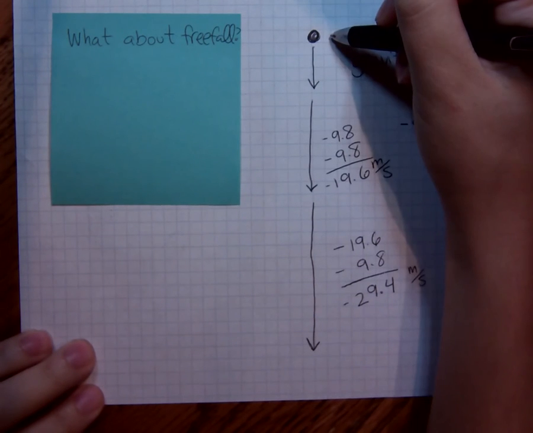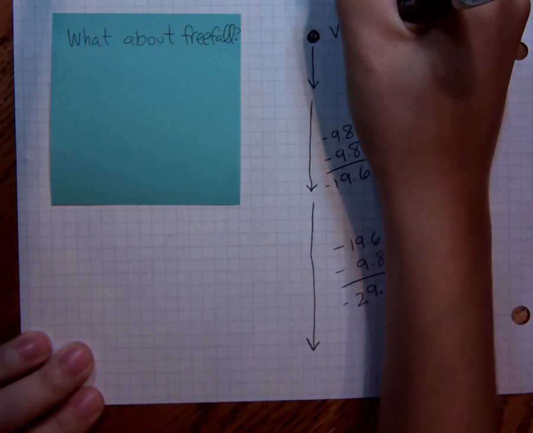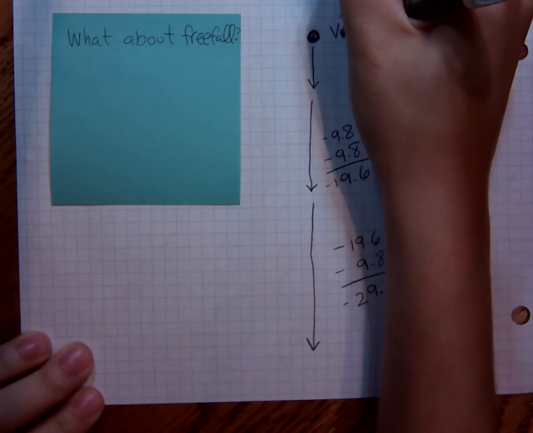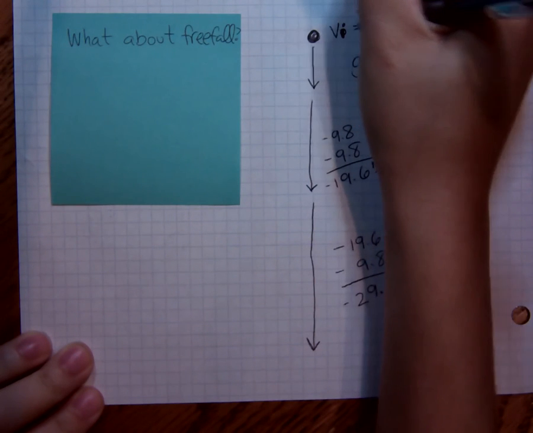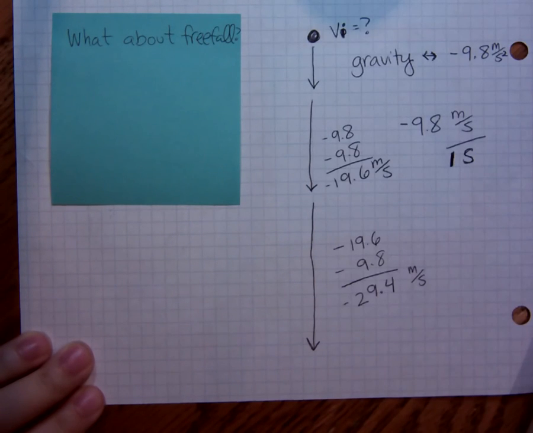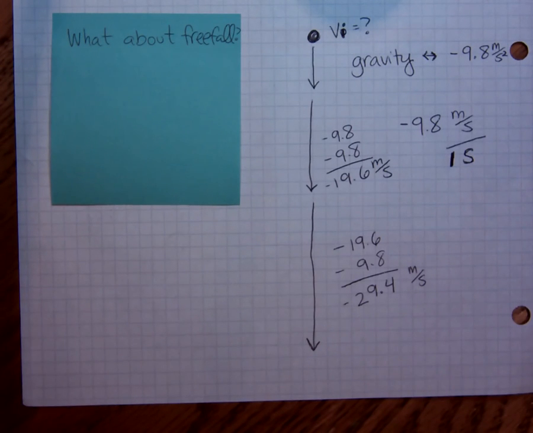Now, when I dropped my ball, we have to think about what was my initial velocity. Let me write it this way. Alright, so I think that covers everything that I wanted to talk about for this test.